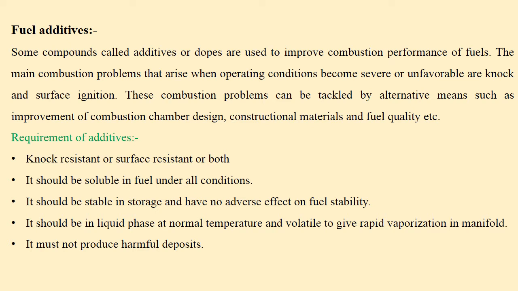The main combustion problems arise when operating conditions or parameters become severe or unfavorable, and the engine tends to knock, pre-ignite or auto-ignite. These problems can be tackled by alternative methods, such as improving the combustion chamber design, improving parameters like air-fuel ratio, fuel quality and chemical properties, or retarding the spark. One method is to improve the fuel quality by using different fuel additives or dopes. By adding such additives into the fuel, it will improve the combustion performance of the fuel.